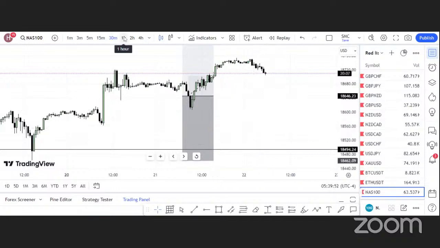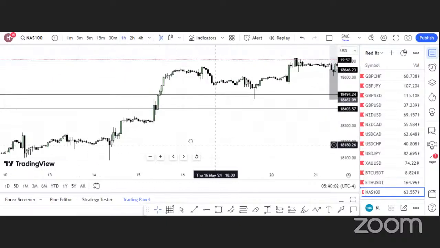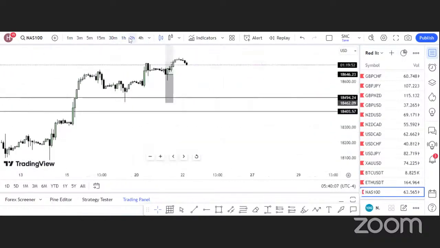Now let's move along. So we are currently on NAS 100. This is Nasdaq. Okay, this is Nasdaq 100. So we are currently on Nasdaq 100. Let's see what Nasdaq is currently playing at.